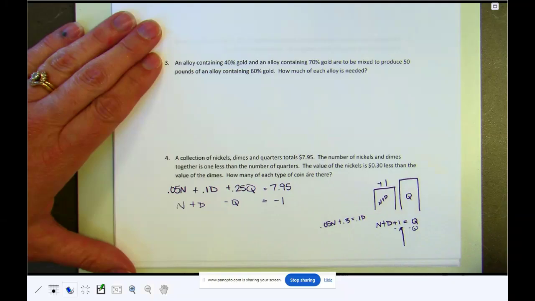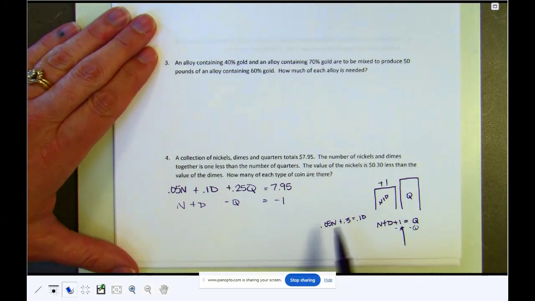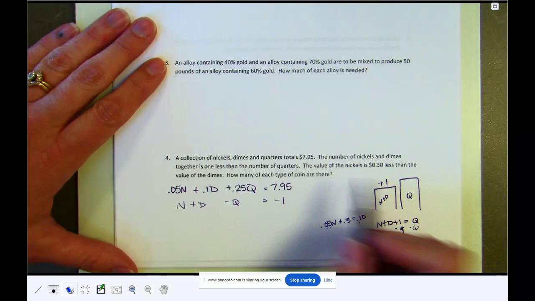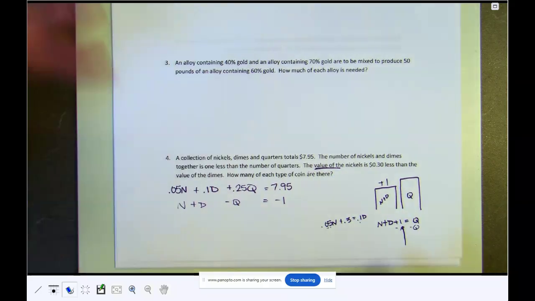Okay, now, here's my question. Ezra has in here 0.05n. Is it 0.05 and the 0.1? Why is that necessary? Because it says the value, right? It says the value of the nickels.